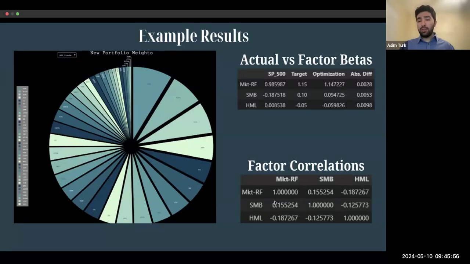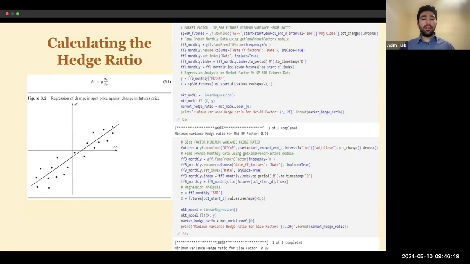And I just want to show the factor correlations. As you can see, the correlations are extremely small. So this is good. This is doing what it's supposed to do through the diversification. This is what we have known so far, and we've already presented these before. I wanted to go into the next slides and explain what we've done this semester.